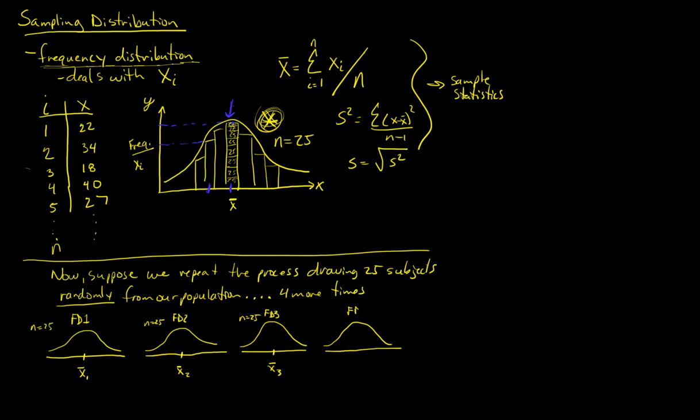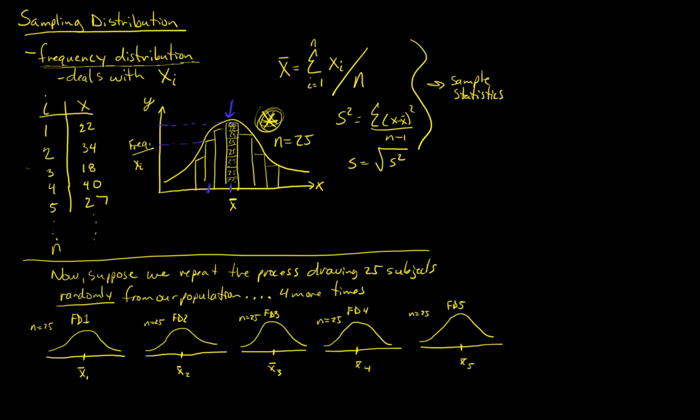Here's our fourth frequency distribution. We got n equals 25 here. Here's the mean age again of those raw scores. Put those 25 back in the population. Draw another sample of n equals 25. Here's our fifth frequency distribution. And here is the x bar, or the mean of the age, for that fifth one.